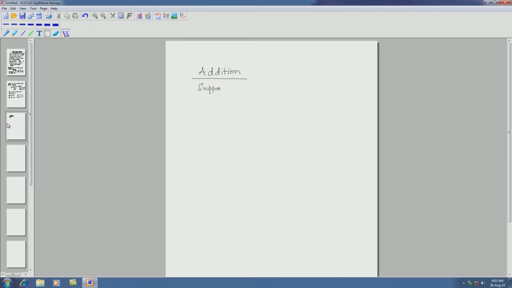Suppose A and B are two discrete numeric functions. So A is given by A0, A1, A2, so on up to Ar and onward. B is given by B0, B1, B2, so on Br and onward.